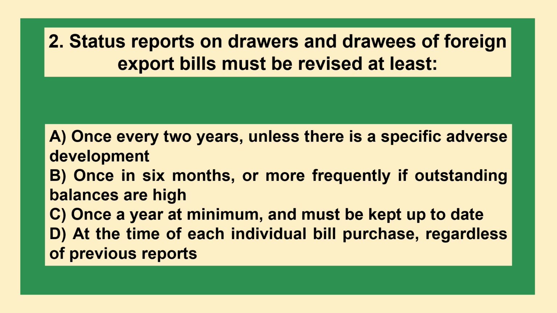Status reports on drawers and drawees of foreign export bills must be revised at least: option A, once every 2 years unless there is a specific adverse development; option B, once in 6 months or more frequently if outstanding balances are high; C, once a year at minimum and must be kept up to date; D, at the time of individual bill purchase regardless of previous reports.